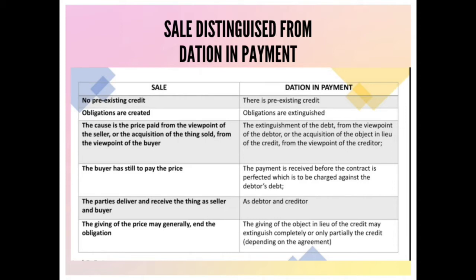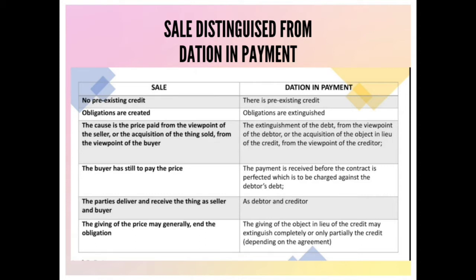Sa next, sa sale, the cost is the price paid from the viewpoint of the seller or the acquisition of the thing sold from the viewpoint of the buyer. Sa dacion in payment, the extinguishment of the debt from the viewpoint of the debtor or the acquisition of the object in lieu of the credit from the viewpoint of the creditor.